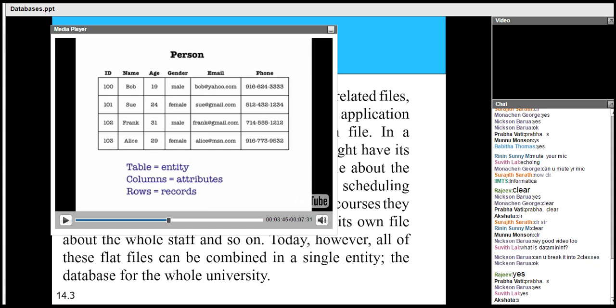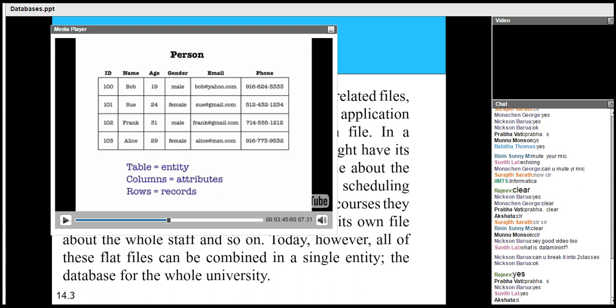So here you will see that in the database, all the details are stored in the form of tables. You see a table in front. Now, how can we uniquely identify the records? I mean, name can be the same. There can be four persons or two persons with the same name, or with the same age, or even with the same email ID, or the same phone number. So it's very difficult to identify the different records.